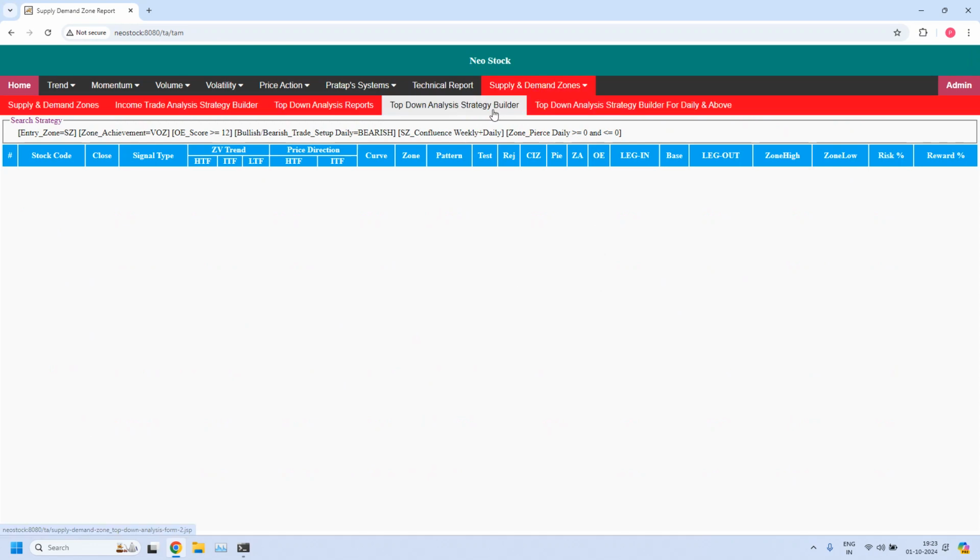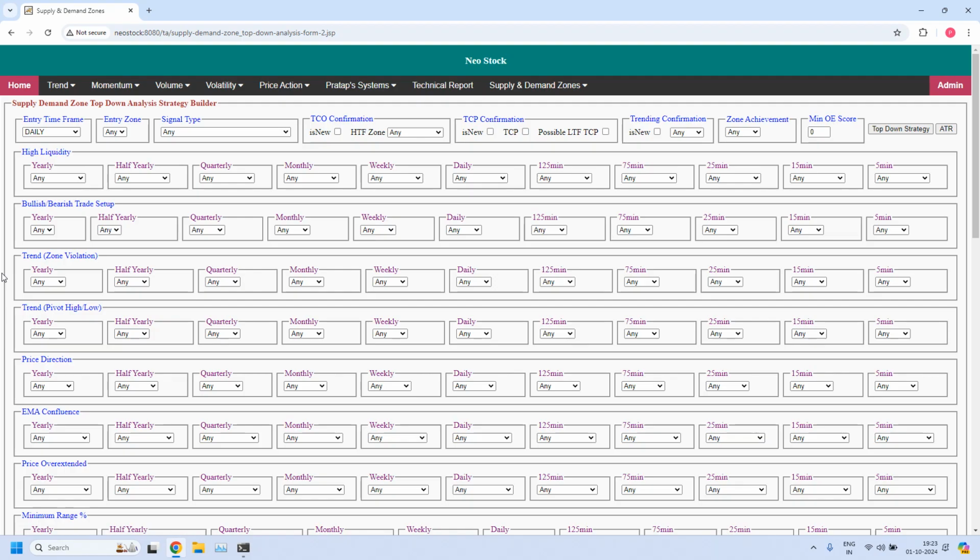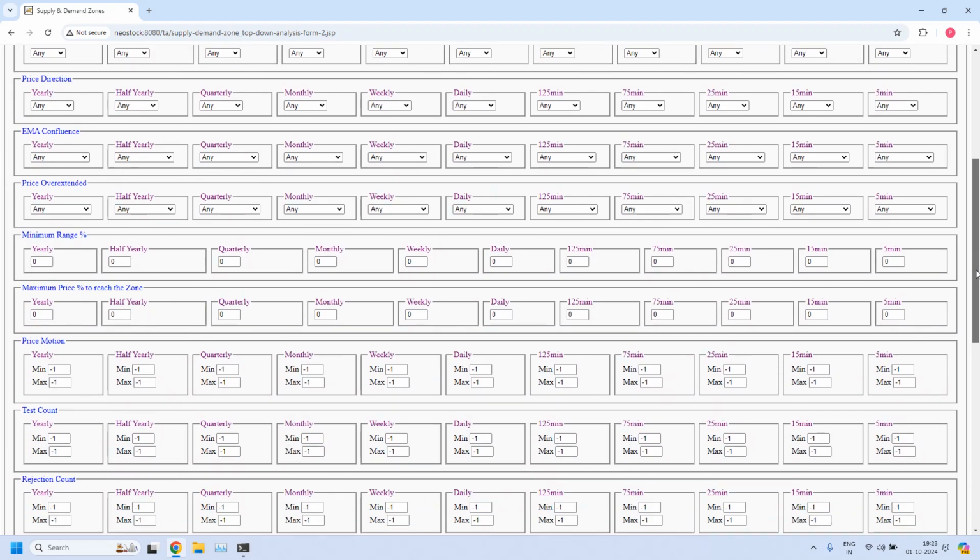Okay, next let's look for a bullish trade setup for weekly income trade. That is entry time frame 75 minutes. Entry zone is a demand zone. In bullish or bearish trade setup at 75 minutes, I am selecting bullish. This 75 minutes demand zone should not be pierced.